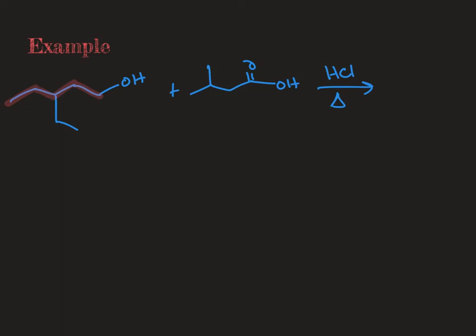Let's look at a couple of examples. First, I'm going to give you two reactants, and we will see if we can draw the ester that's produced. So HCl is our acid catalyst and heat. So we're going to have 1, 2, 3, 4, 5 carbons from the alcohol, plus the oxygen, and then plus that ethyl group.